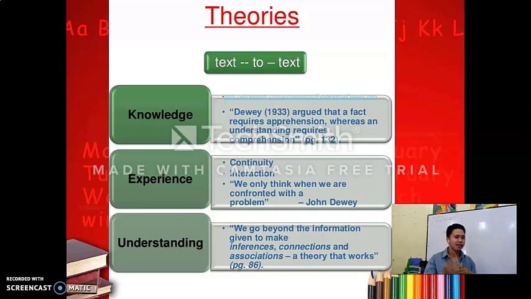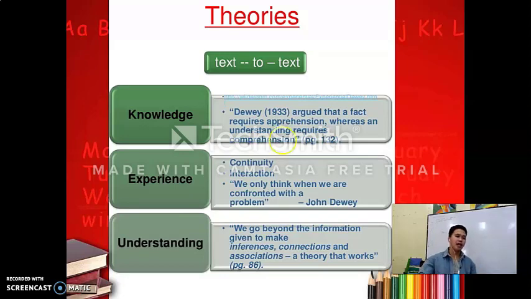Okay? Example, you read a book about religion, and then it changes your perspectives about God. So then it affects your life, your spirit, your faith, and little by little your behavior changes according to your faith. So that's knowledge from text to text, and then it becomes application.